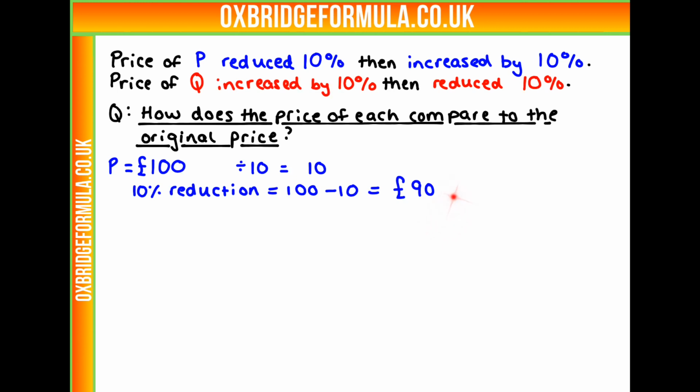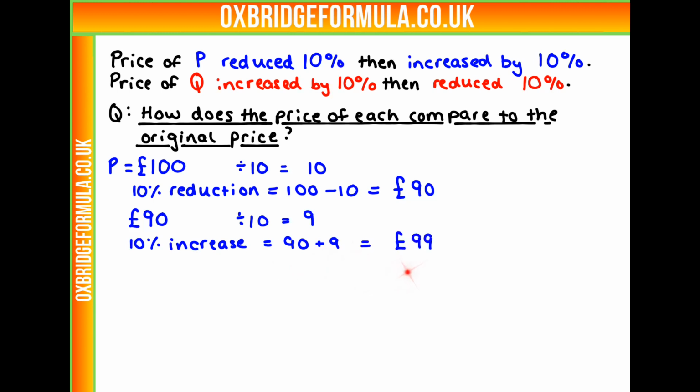Now the next day, that is increased by 10%. So we have to find 10% of our new value. That's going to be 90 divided by 10 to give us 9. So our 10% increase is now 90 plus 9 to give us a final total of £99. And if we compare that to the original, we can see that it is lower. So P has reduced, it is lower than the original value.